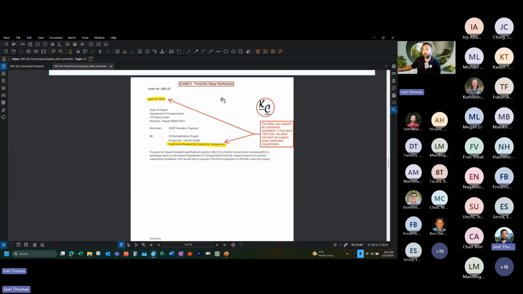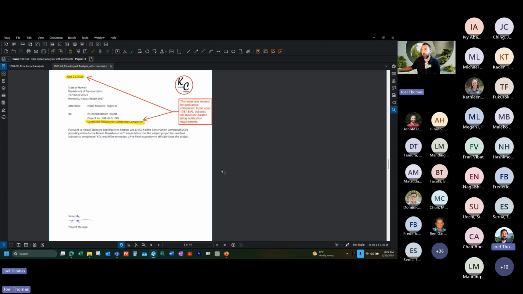This third one was a punch list delay notification. The letter that they're including as their justification was actually the letter where they were requesting substantial completion. And I've seen this before. That's why I wanted to use it as an example. There's nothing in this letter about delay. So I was just adding a note that this letter met the spec of 10813A, but it does not meet or support the delay notification requirements in 10805.